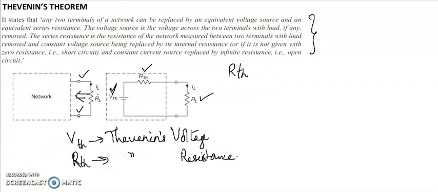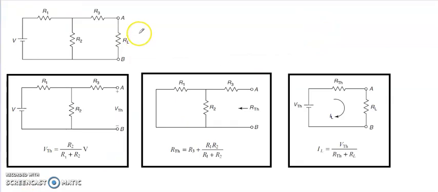Okay, so now we'll see an example. This is a sample network with a load resistance RL, and this is the network portion. Now we are going to find the Thevenin equivalent for the terminals A and B. Initially we have to remove the load resistance RL, as shown in this figure, and the voltage across these two terminals is the VTH.